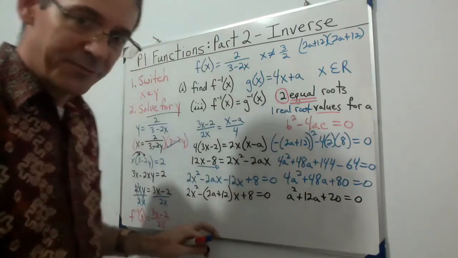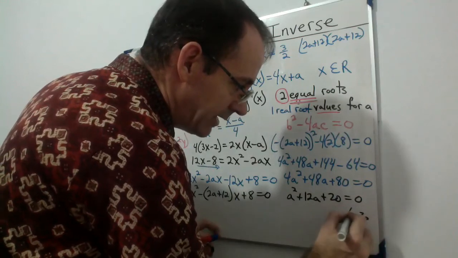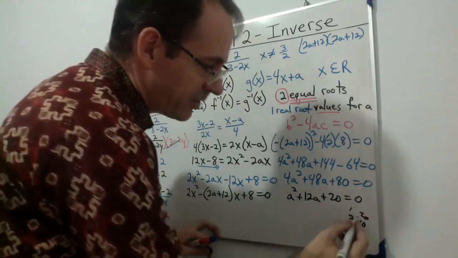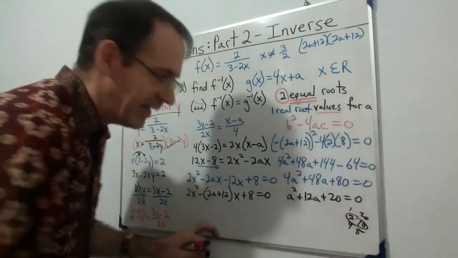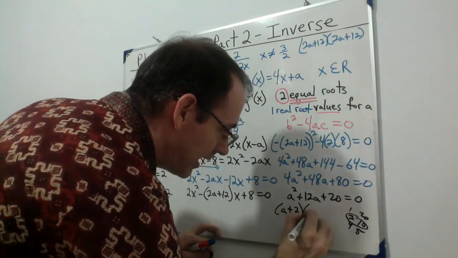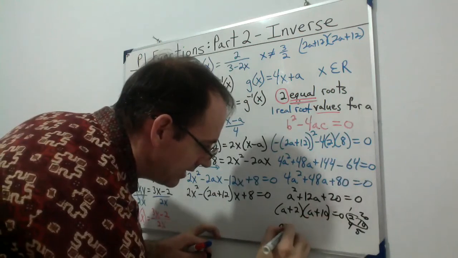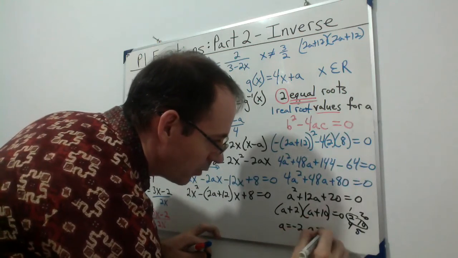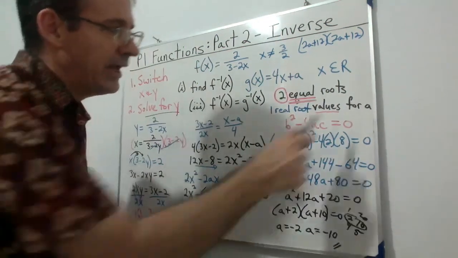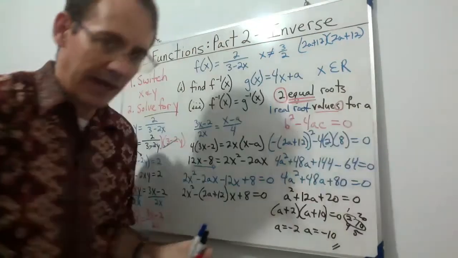It's a long list of factors. Simplify it if you can. Factors of 20, 1 and 20, 2 and 10, 4 and 5, and they have to add up to 12. That's our 2 and 10. So we get a plus 2, a plus 10 equals 0. So a can either equal negative 2 or a can equal negative 10. We have our two values, plural, for a.